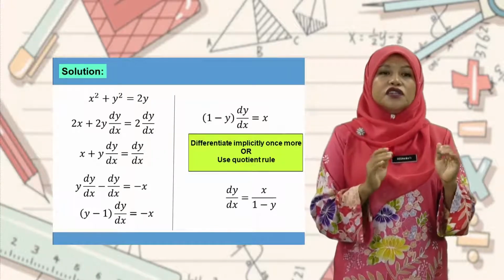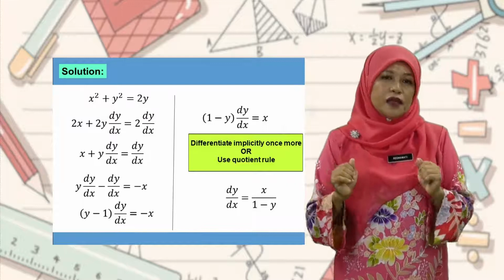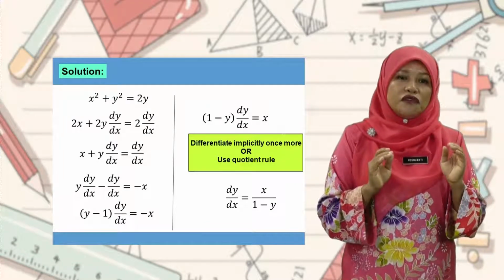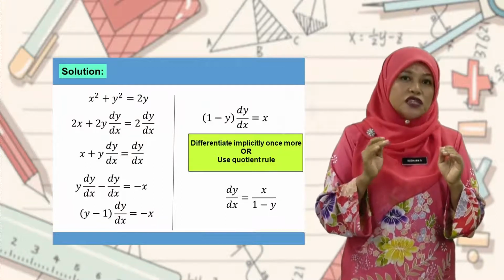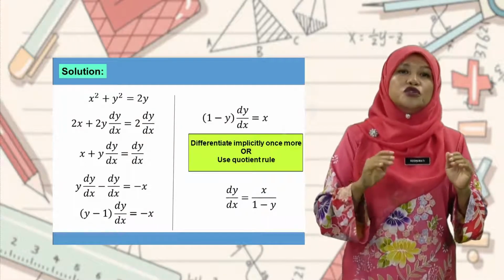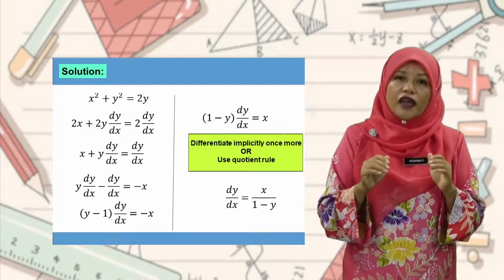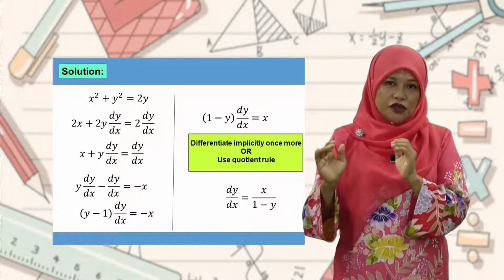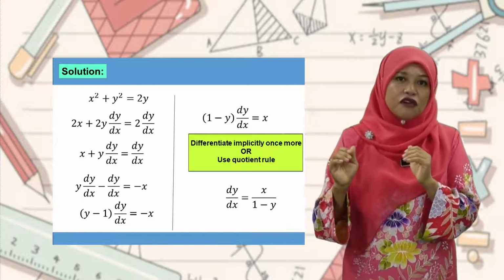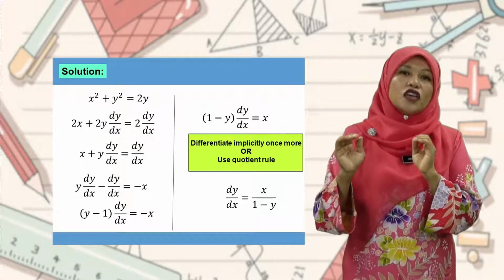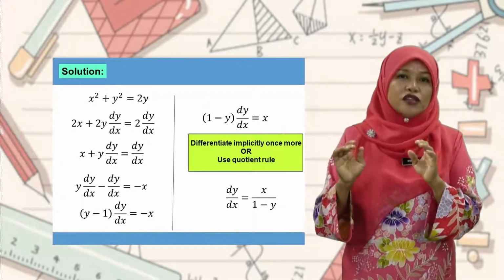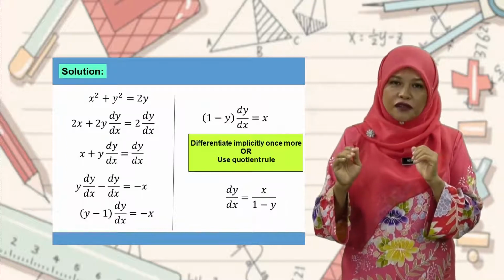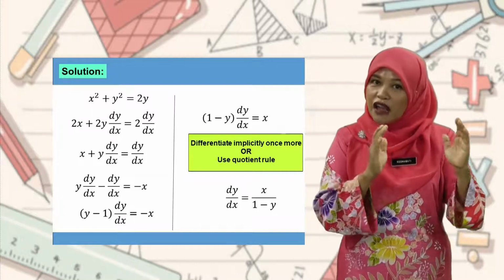Okay, so we differentiate term by term. The first term here, x squared. So we need to differentiate the x squared, which is equal to 2x. And then plus the differentiation of y squared. Okay, still remember what is the differentiation of y squared? Okay, the differentiation of y squared will be 2y dy/dx. Okay, so we're done for the left side.